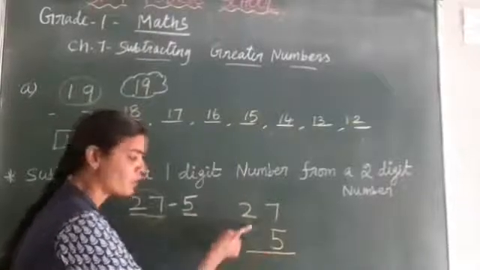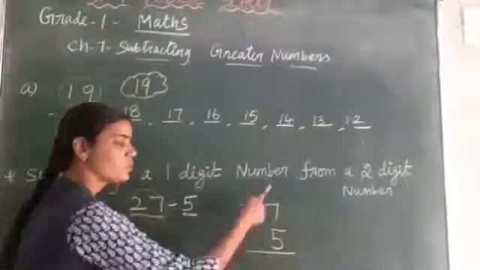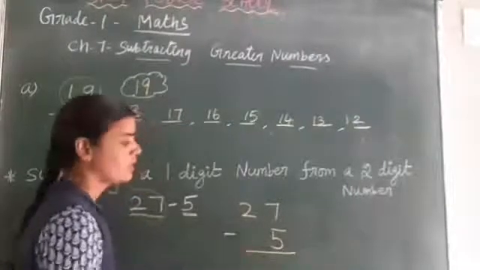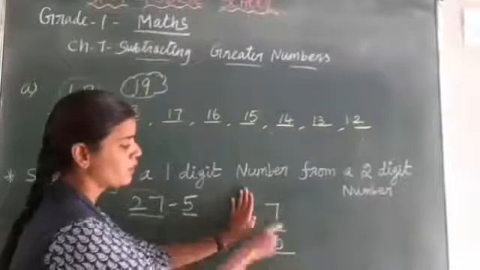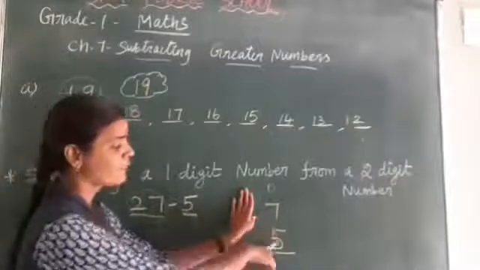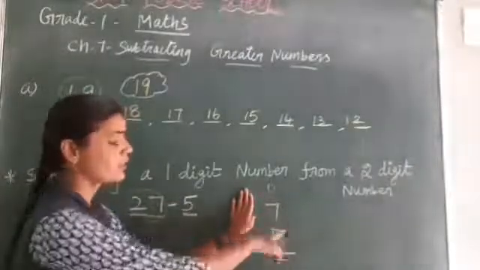If you are given a 2-digit number, you should subtract the ones place and the tens place. Now, first do the ones place. Ones place, hide the tens place. 7 minus 5.